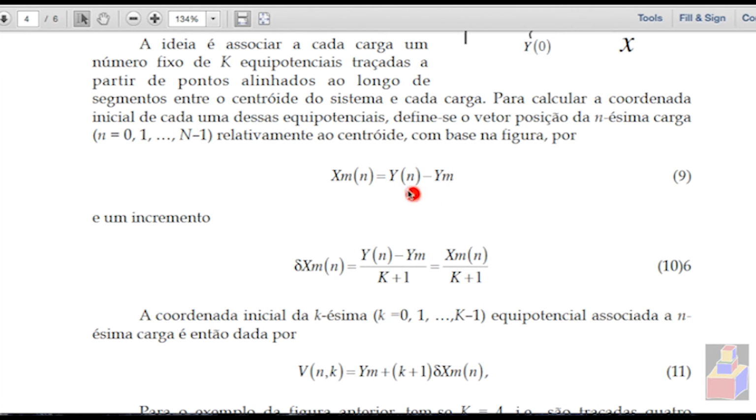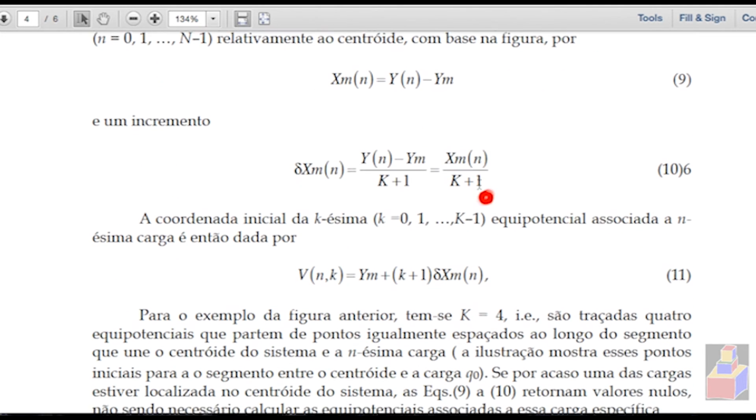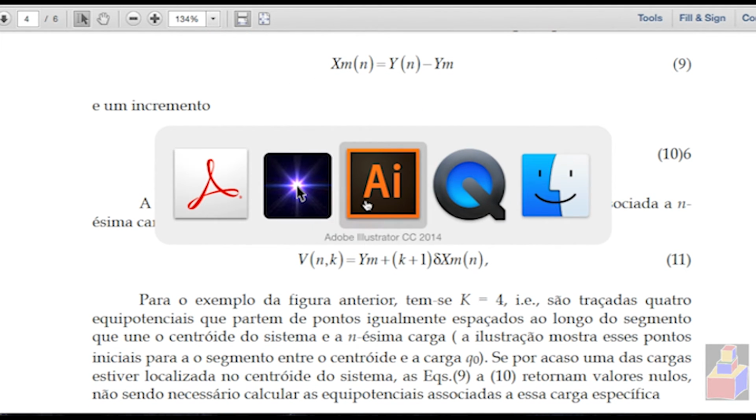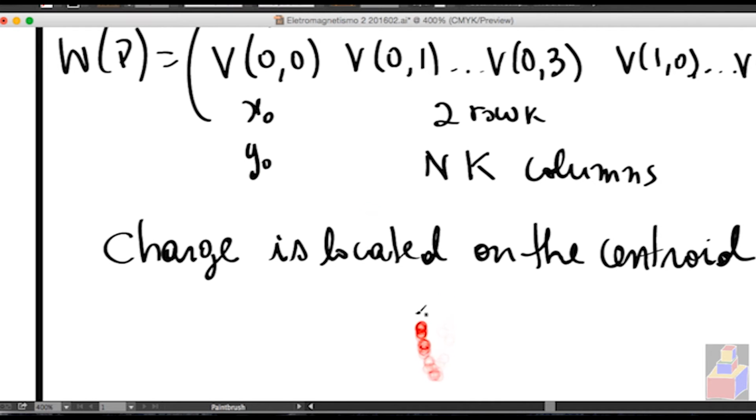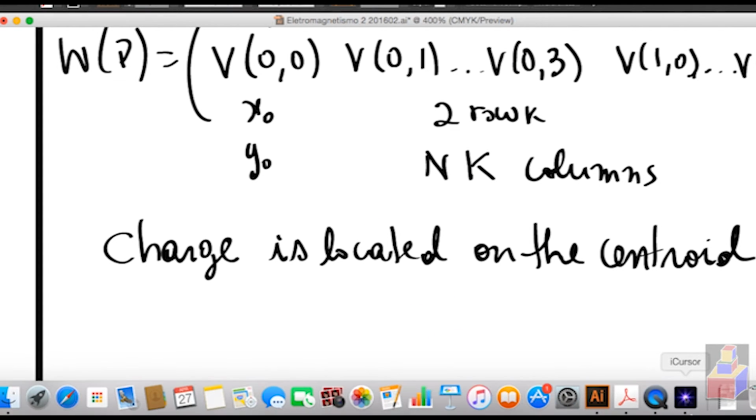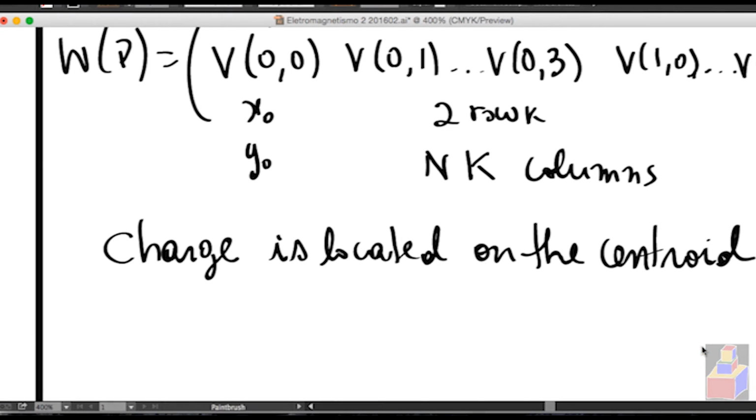Charge location and centroid of the system. Okay, if the charge is on the centroid, this is going to be 0. You don't have to calculate the potential associated with this charge. So you have to know whether the charge is on the centroid or not. So if you have a charge on the centroid, your matrix is going to be a little less. Your matrix is going to be n minus 1 times k columns.